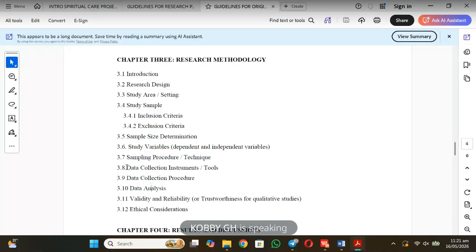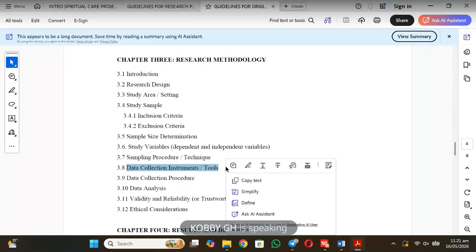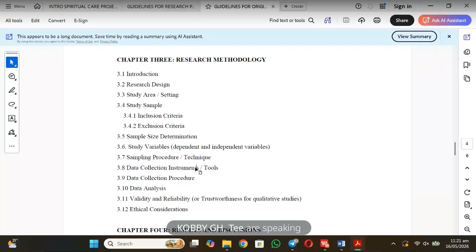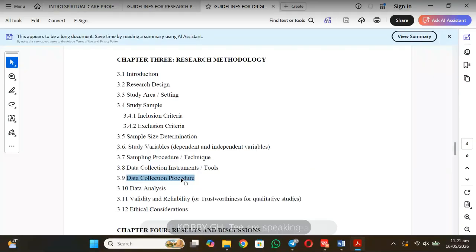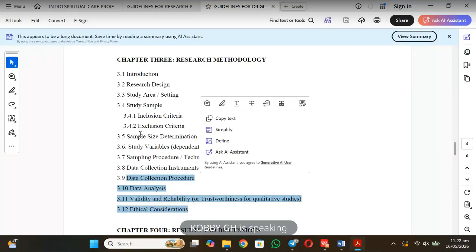Okay, so I think we are left with a few things. Have we done data collection instruments? We've done data collection instruments. Have we done data collection procedure? No, we've not done data collection procedure. So practically we are left with this, plus the sample size. We are left with the data collection procedure, the data analysis technique, the validity and reliability, and then the ethical considerations. Practically, for your class, we are left with these 4.